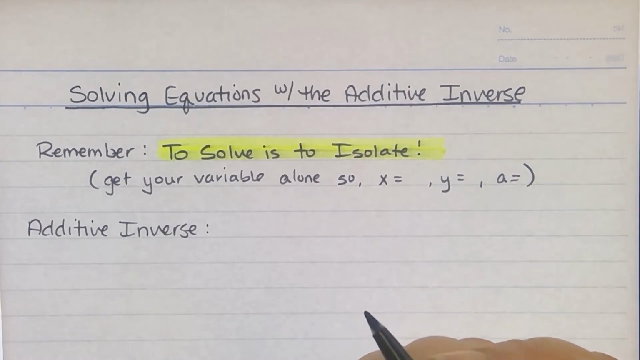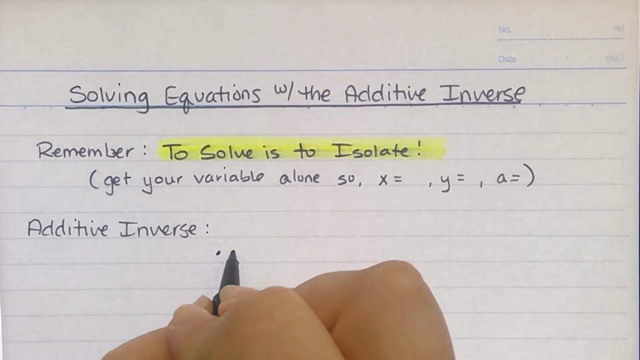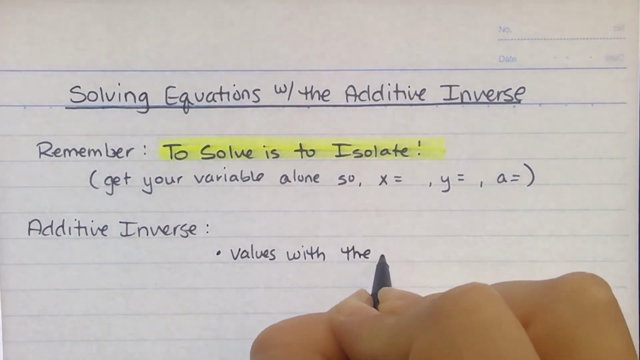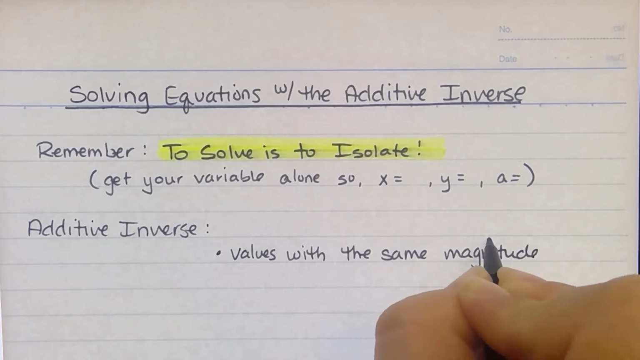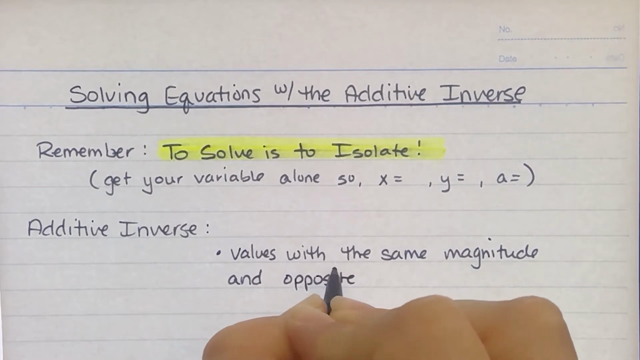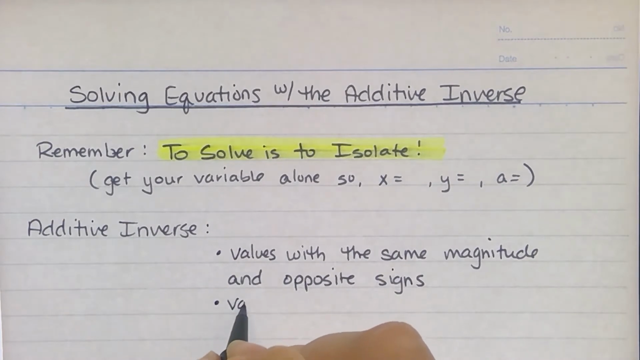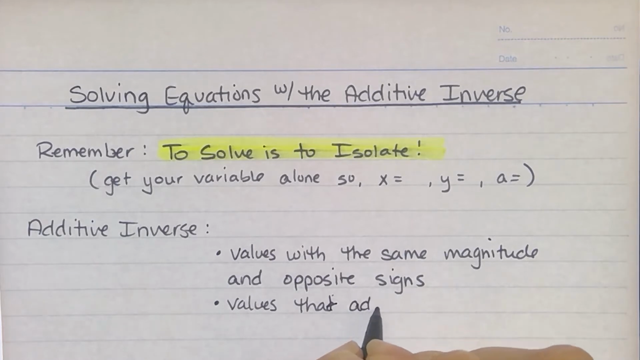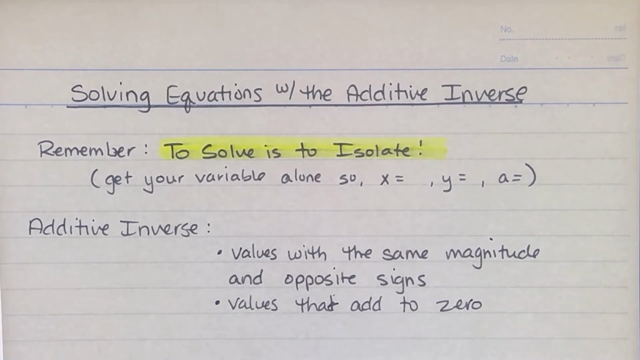What is the additive inverse? The additive inverse has two parts. The first part is that values with the same magnitude and opposite signs are additive inverses. The magnitude is the size of a number. Like 8 is bigger than 6, but -8 and +8 have the same magnitude, they just have opposite signs. Also, values that add to 0 are additive inverses. So if they add up to 0, you got it.